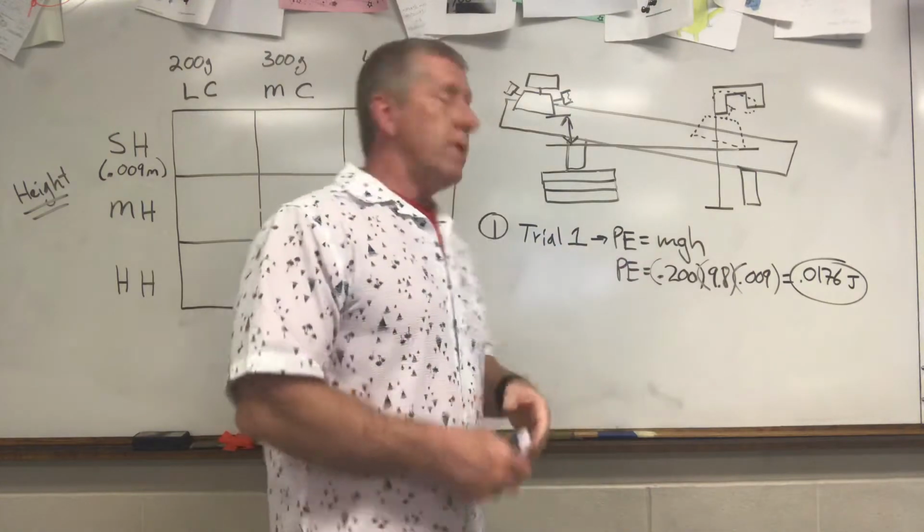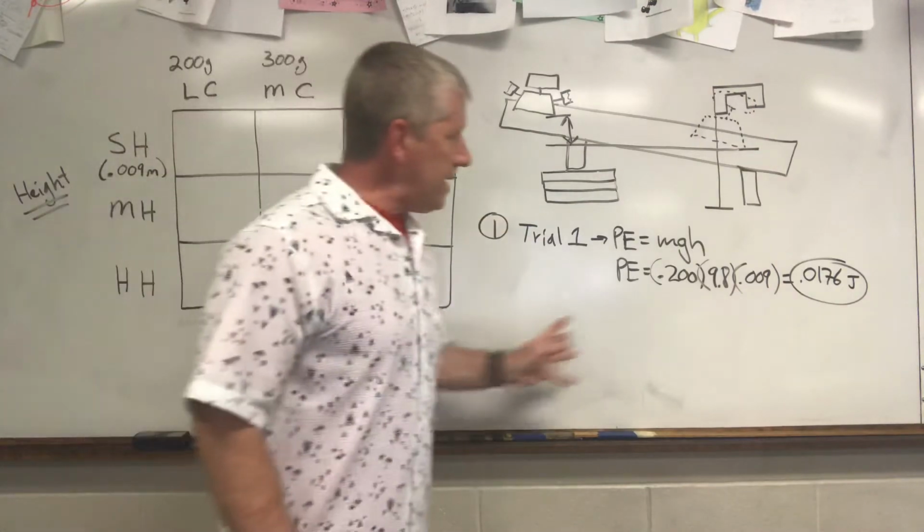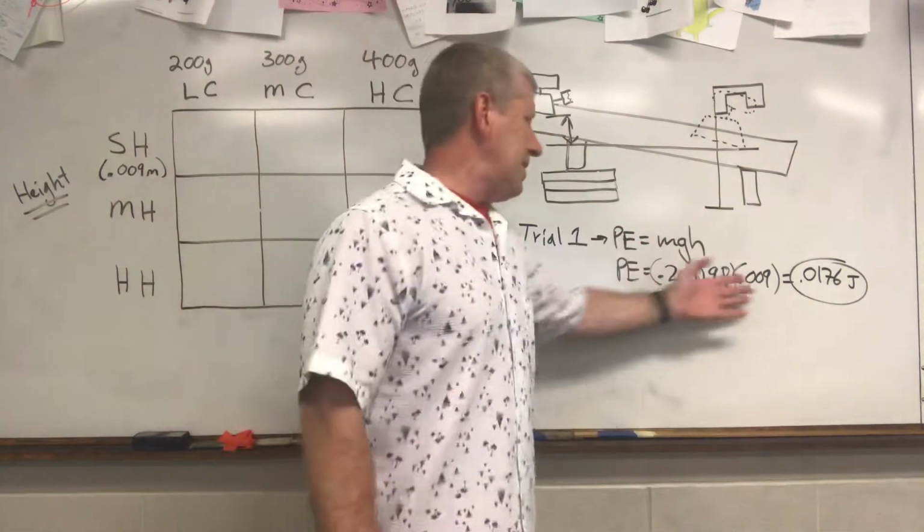Then you go ahead and do the calculation for trial 2, for trial 3, for trial 4, 5, 6, 7, 8, and 9. So 9 times you're going to do that. But you don't have to write this out 9 times.